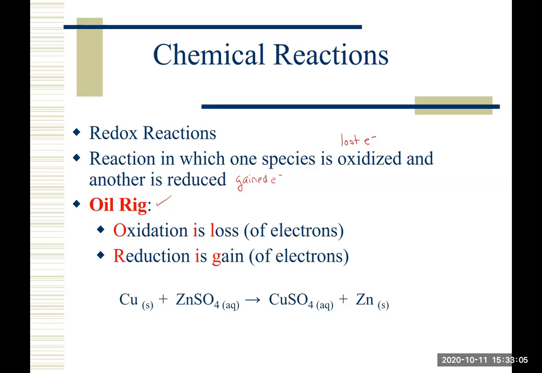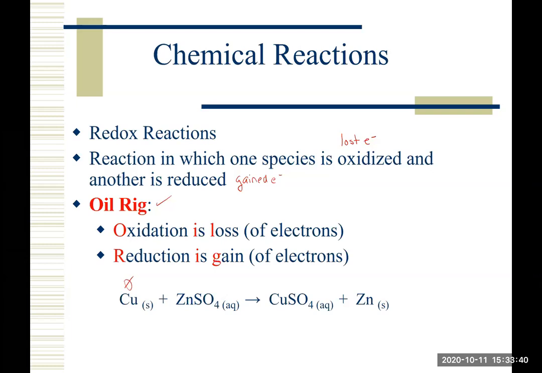Now keep in mind, this is not just a redox reaction, this is a single displacement reaction because the copper is going to displace or replace the zinc and pair with the sulfate to form a new product. If we look at the oxidation state of copper, we see that it's neutral. Anytime you see an elemental atom that is written just like you see it on the periodic table, its oxidation state is going to be 0.